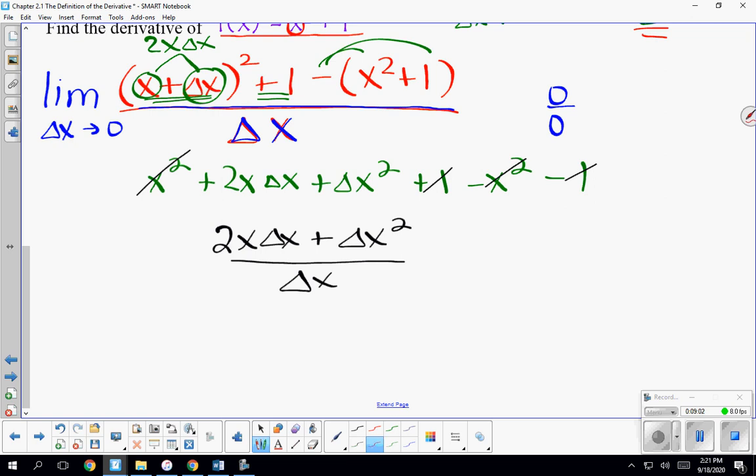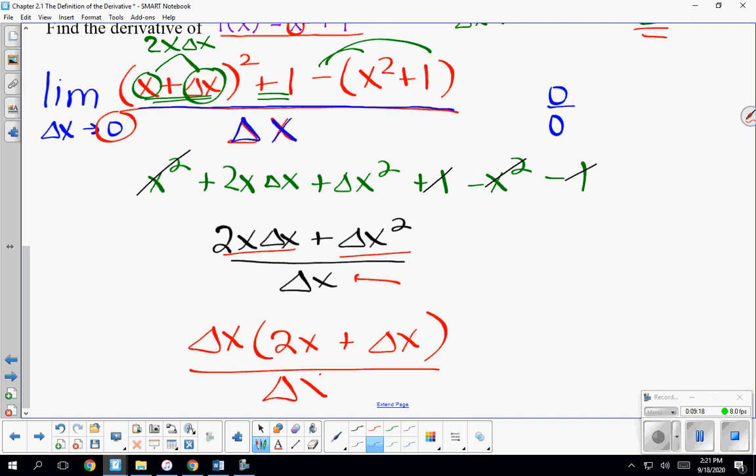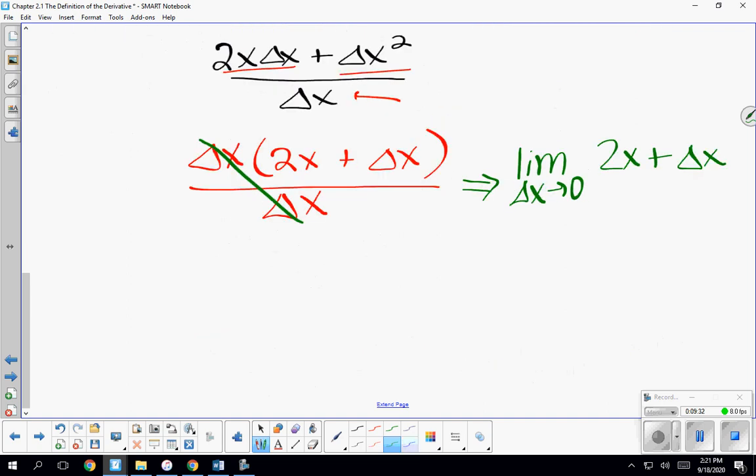Remember, the goal is to plug in 0 for delta x, and we still can't do that. So we hope we can factor 1 out of the numerator. So we're going to factor out a delta x. Here we're left with 2x. Here we're left with 1 more delta x. In the denominator, we have delta x. And the reason we did all that is so we can divide delta x and delta x. So we really need to find the limit as delta x approaches 0 of 2x plus delta x. Now we can use direct substitution. We plug that in and we get 2x. This is the derivative of the original function.